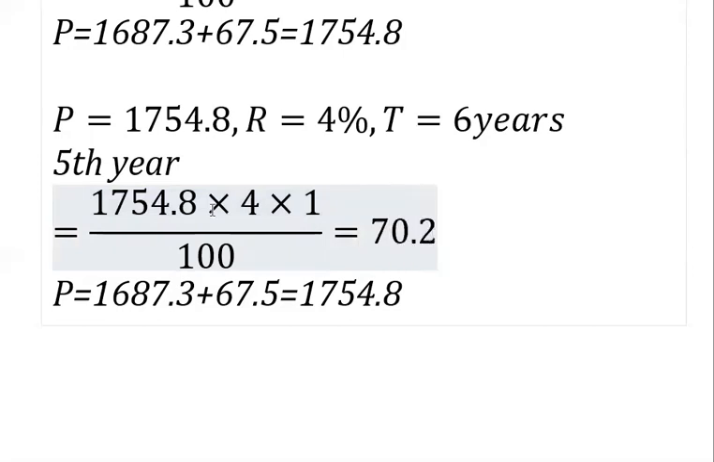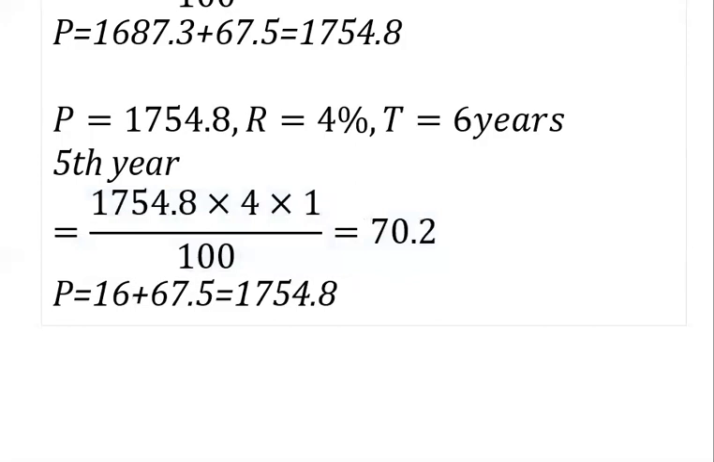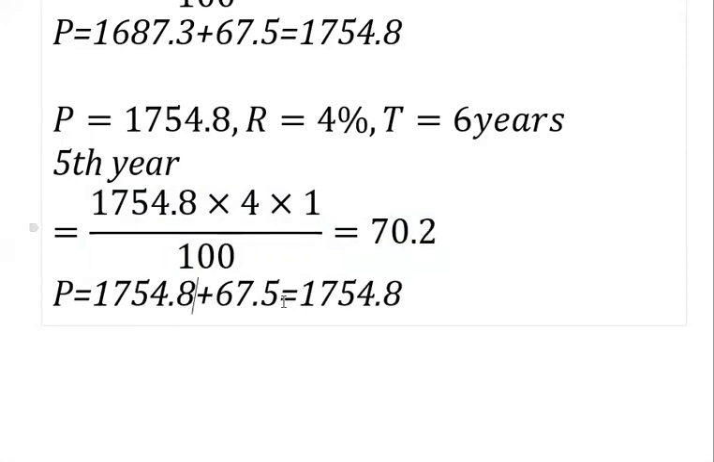Awesome. So your principal that is here, 1754.8, don't forget, plus your new interest, 70.2. Awesome. So if you bring that to your calculator and say 1754.8 plus 70.2, it will give you 1852. Awesome. So that's our 5th year.